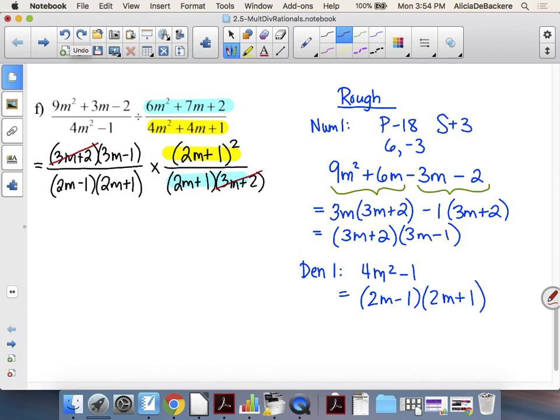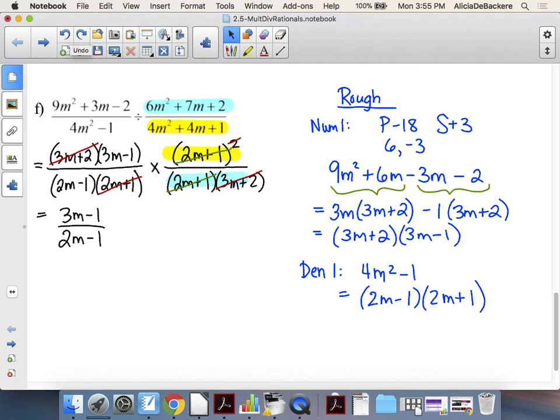It's all multiplication at this point, so that's how I know that I can cancel the brackets or the factors. And then I notice that there's a 2m plus 1 on the bottom over here, and I can take away one of the 2m plus 1s on the top. And then again, I've got a 2m plus 1 on the bottom and another 2m plus 1 on the top to cancel with that one. And I'm just left with 3m minus 1 over 2m minus 1. So that's as simple as I can get.